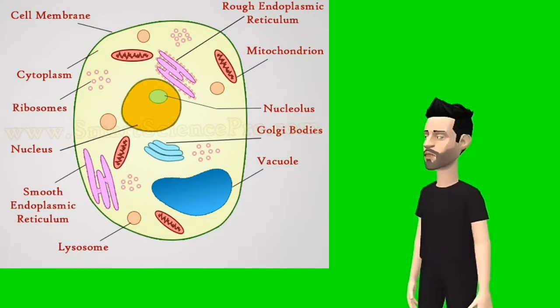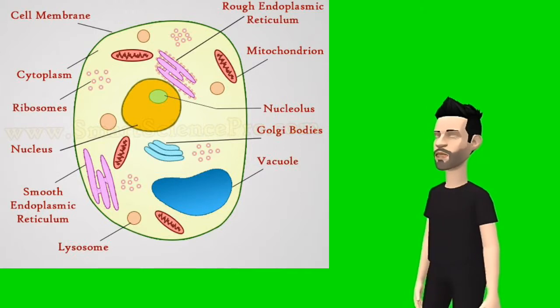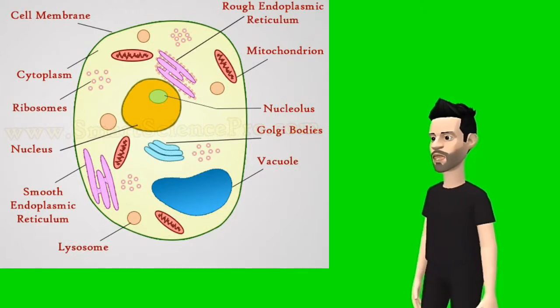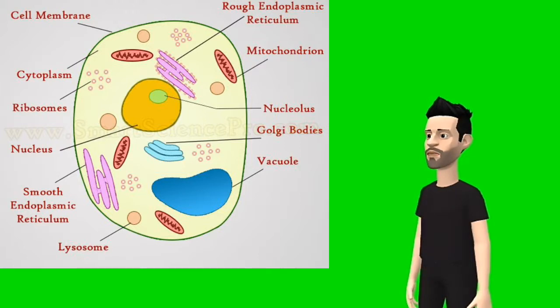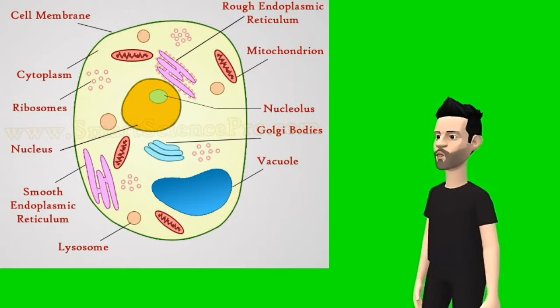Let's begin by looking at the features and structure of the animal cell. If you look closely, you can see that the animal cell has an outer part called the cell membrane. The function of the cell membrane is to protect the other parts within it and to regulate the entry and exit of substances.